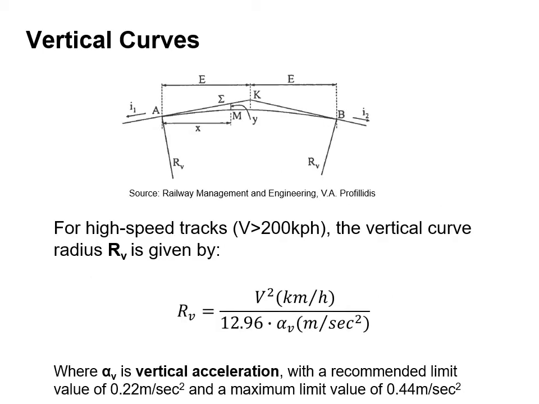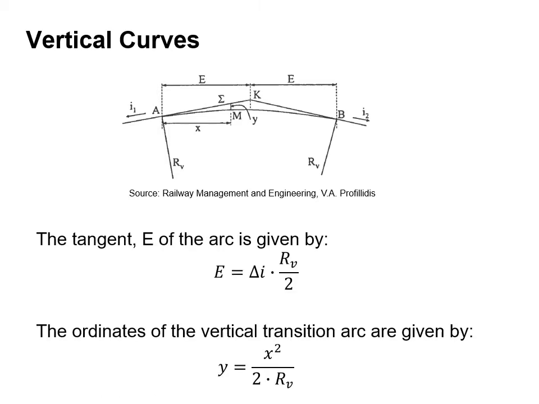For high-speed tracks, i.e. velocity greater than 200 km per hour, the vertical curve radius, R subscript V, is given by the equation shown below, where A subscript V is the vertical acceleration with a recommended limit value of 0.22 meters per second squared. So we can calculate the tangent of the arc, and then we can work out the ordinates of the vertical transition arc.